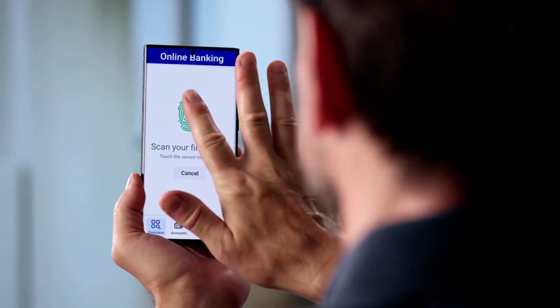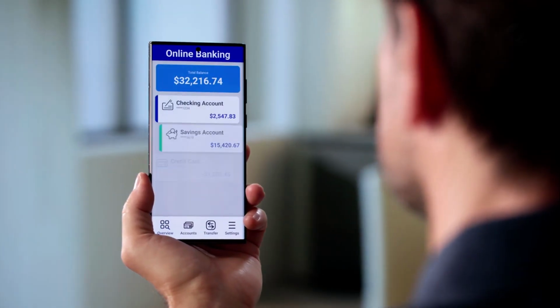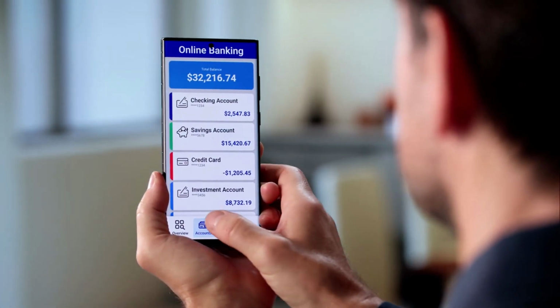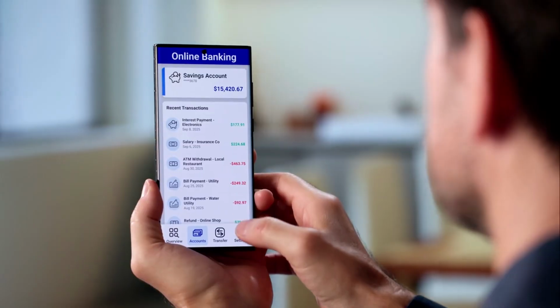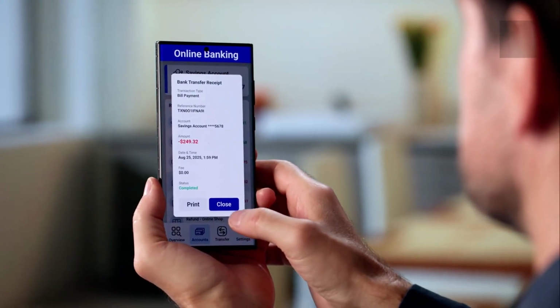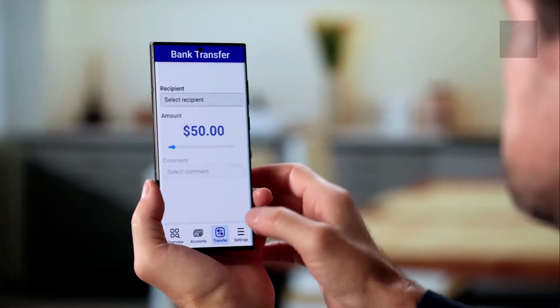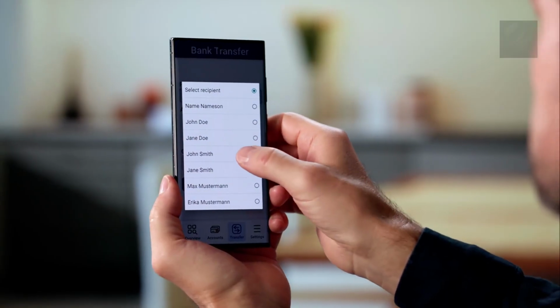A banking app opens to two balances at the top of the screen: checking and savings. A separate app shows a brokerage account below. The numbers are different. More importantly, the way they move is different.